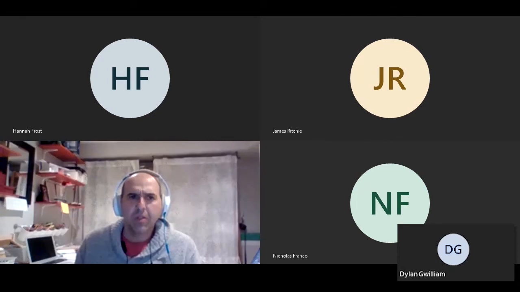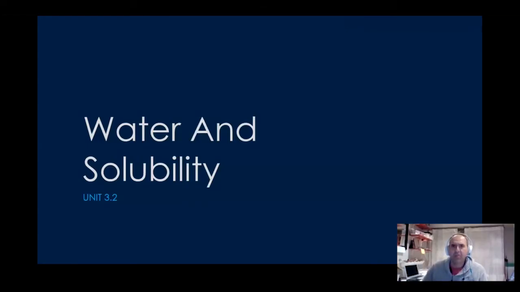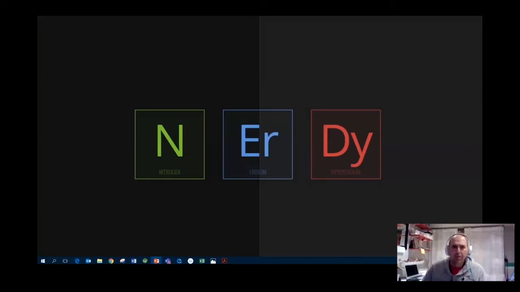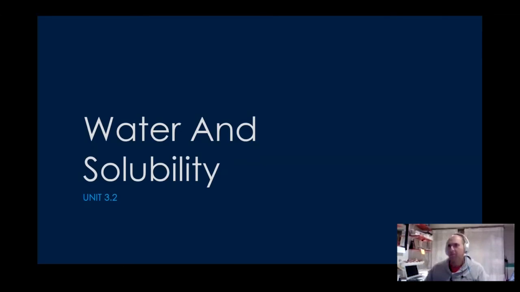We are going to now extend the discussion of intermolecular forces to look very particularly at water. And then once we've looked at water a little bit more in detail, we're going to look at the formation of solutions and the factors that affect solution formation for both covalent compounds and ionic compounds.